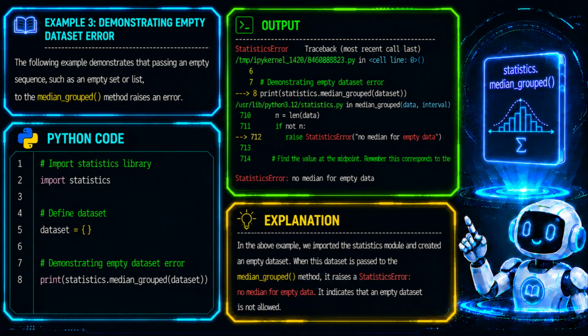Explanation. In the above example, we imported the statistics module and created an empty dataset. When this dataset is passed to the median_grouped method, it raises a statistics error, no median for empty data. It indicates that an empty dataset is not allowed.